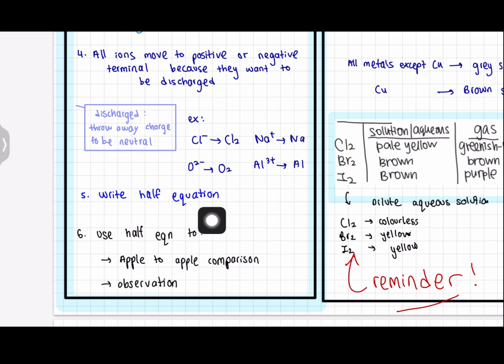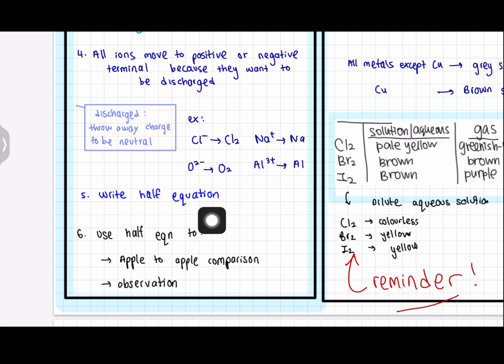If it is a non-metal and you see a gas, you just mention what's the color of the gas. Is it a greenish yellow gas that's produced? And you have to mention where it is produced, at the positive terminal, at the anode, or the cathode. Okay, so all metals are basically gray solid except for copper, which is brown solid. So this one follows the normal periodic table when it comes to the colors. And oxygen and hydrogen are obviously colorless gas bubbles.